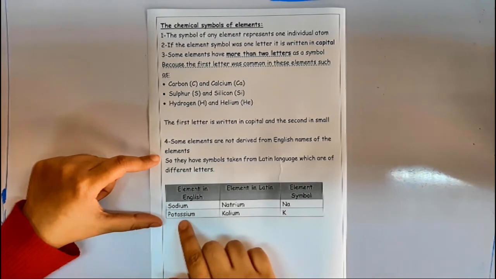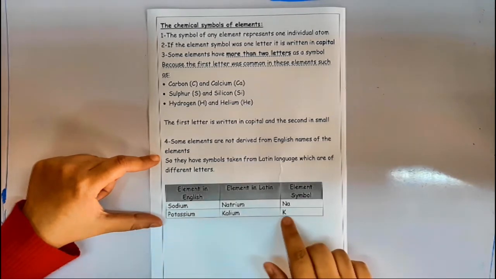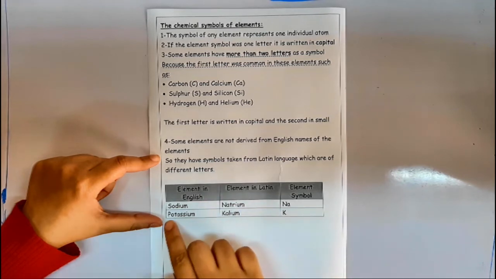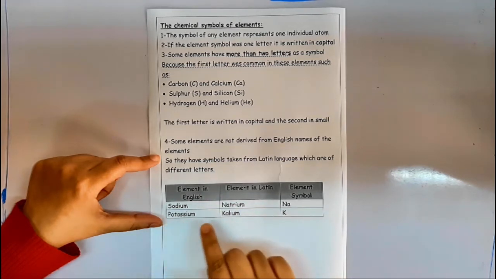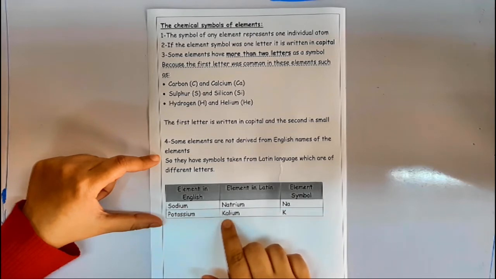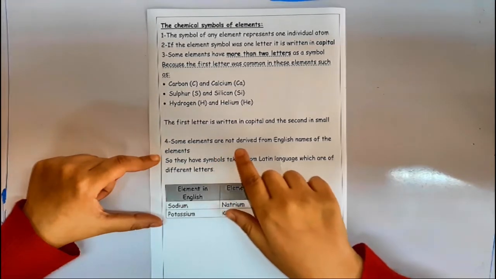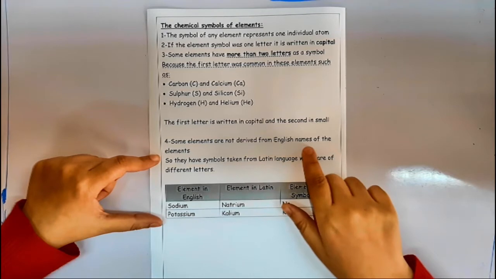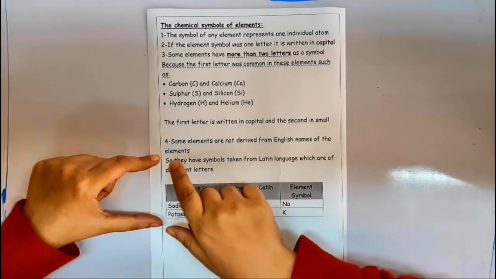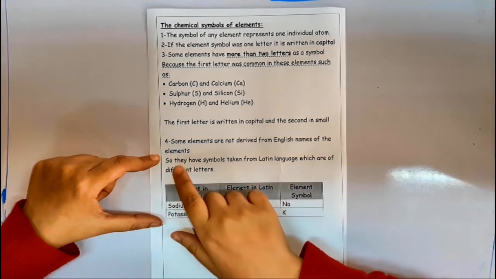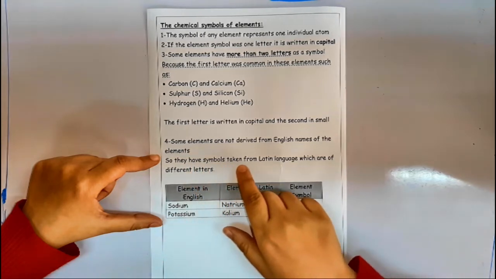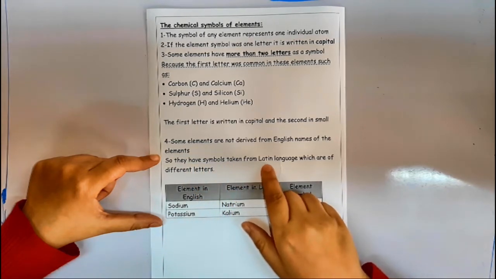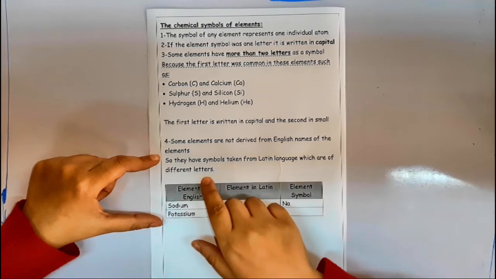Also potassium, its symbol is K. The first letter of potassium is P. We will not write P, we will write K, because the name of potassium in Latin is kalium. So some elements' symbols are not derived from the English names of the elements. They have symbols taken from the Latin language, which are different letters.